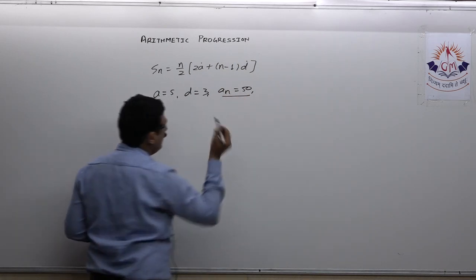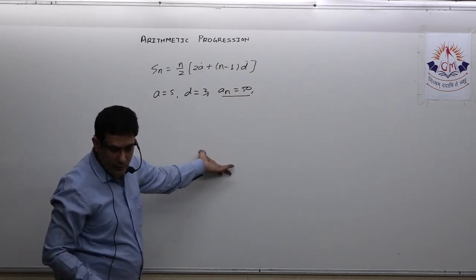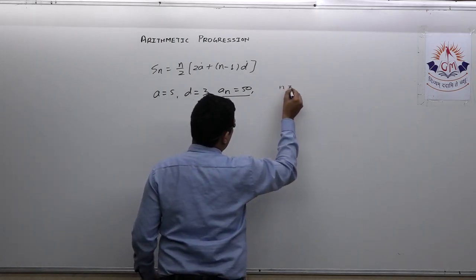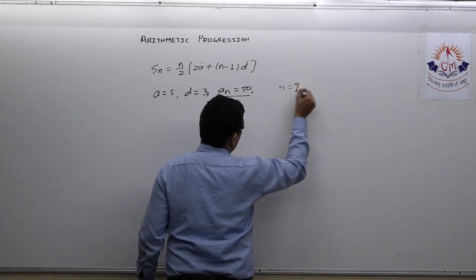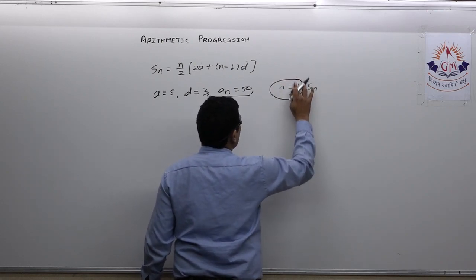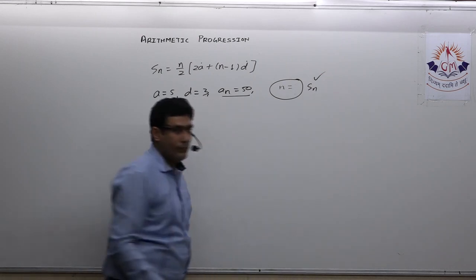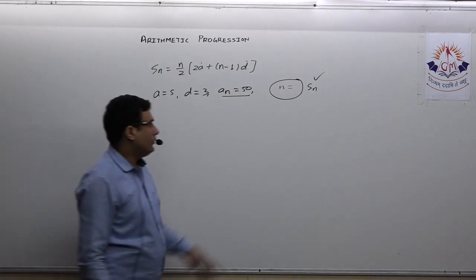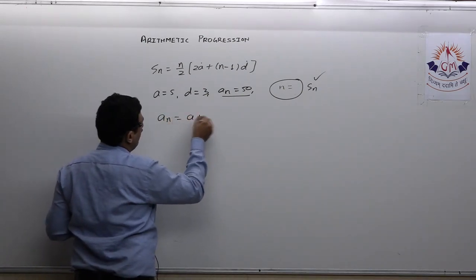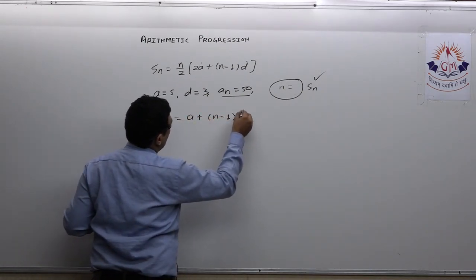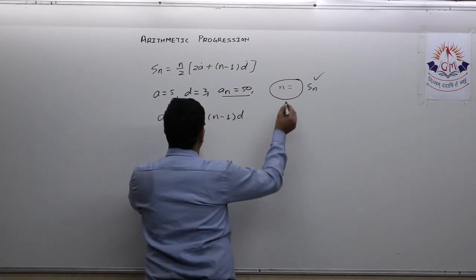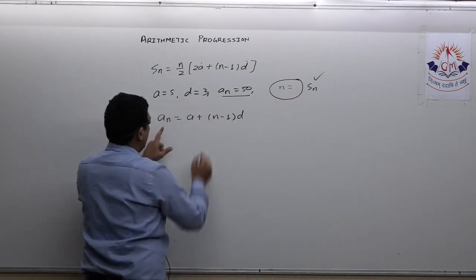Now An means the last term. Last term is given, and what do you have to find? Two things you have to find. First, you have to find n, and another thing you have to find is Sn. Obviously, without finding n, it is not possible to find Sn, at least in this question. So first we will find n using the formula An equals a plus (n minus 1) into d. Using this formula, I will obtain the value of n, isn't it?